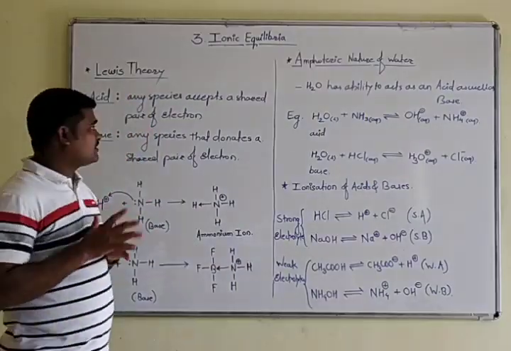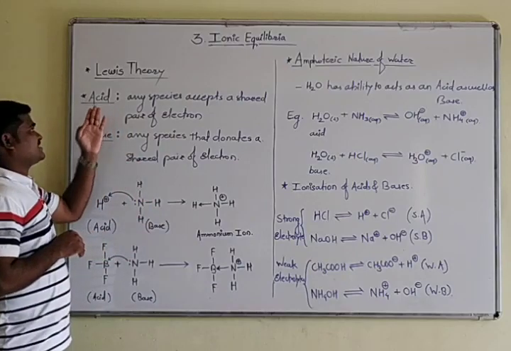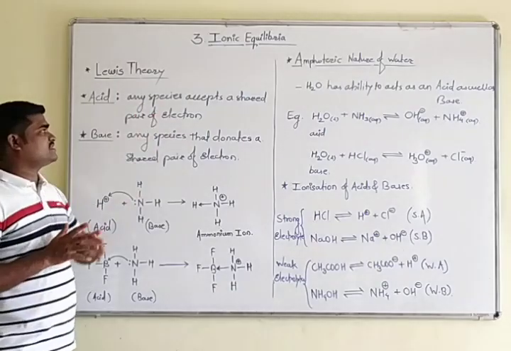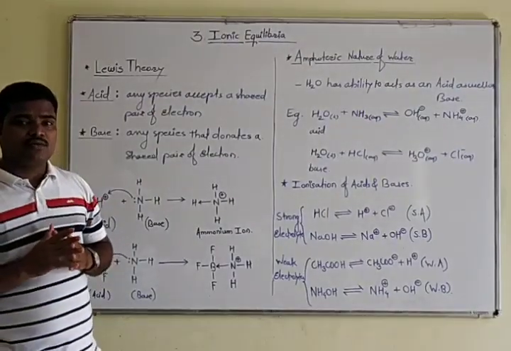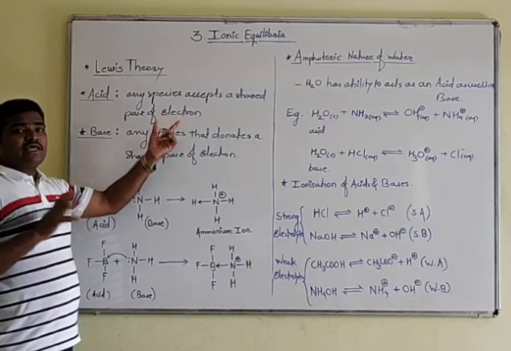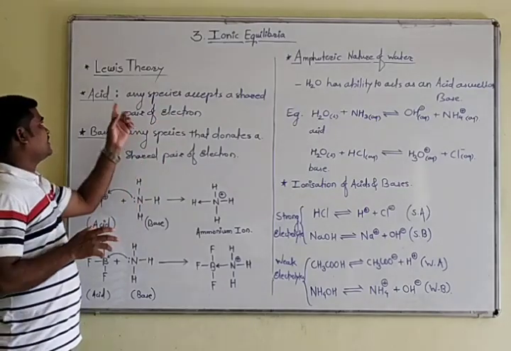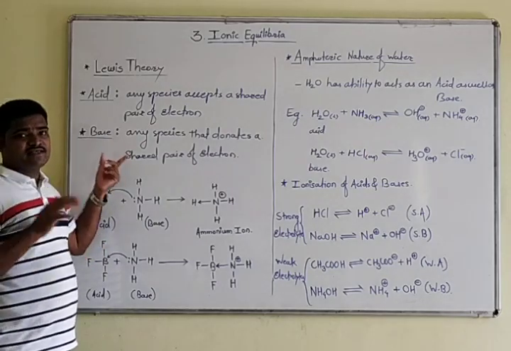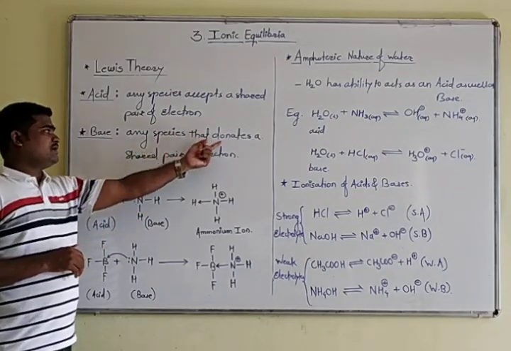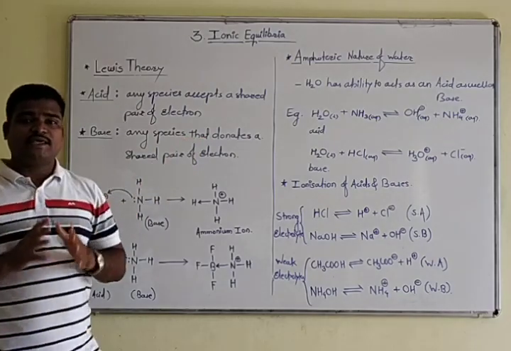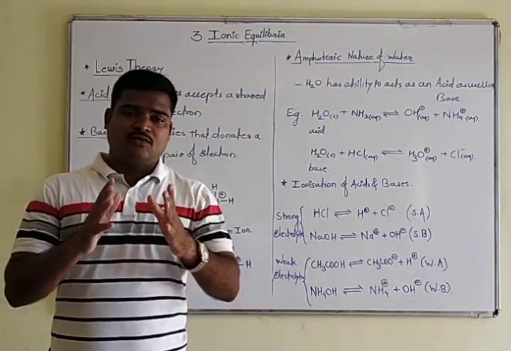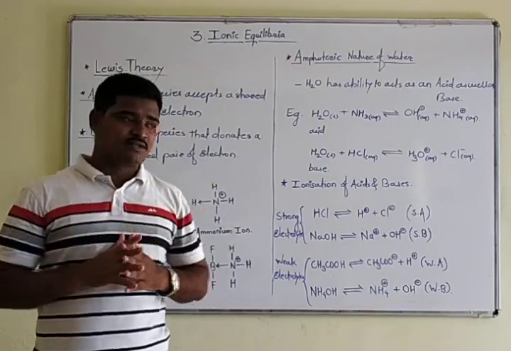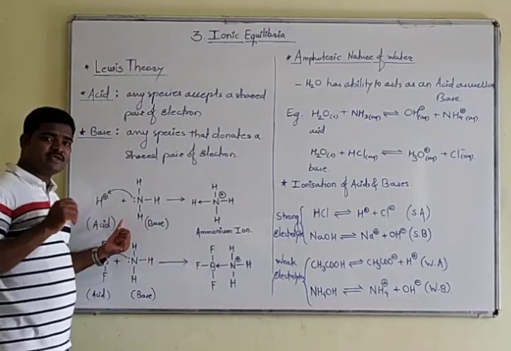Now look at these definitions. According to his concept, he has defined an acid as any species which accepts an electron pair, or we can say a pair of electrons, then they are called acids. And for bases, he has defined that any species that donates a shared pair of electrons is called a base. Now, with examples, we can illustrate these two definitions. Now look at some examples.